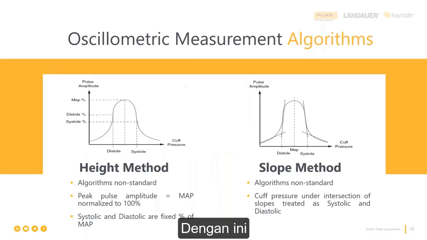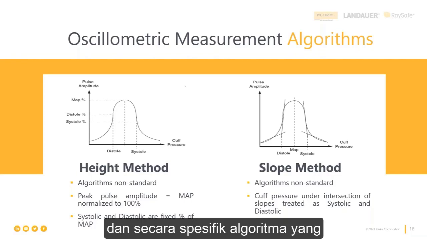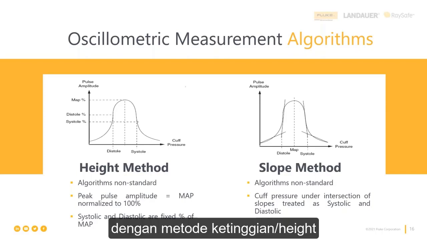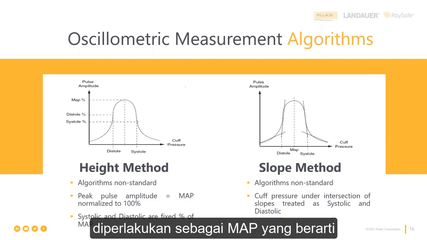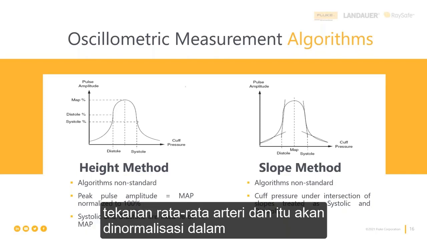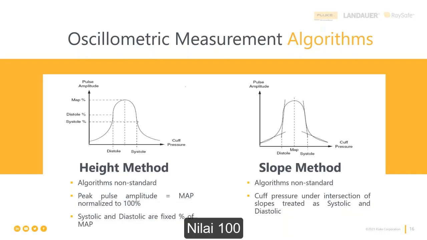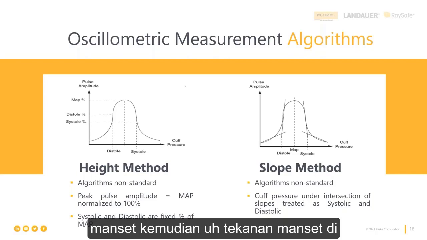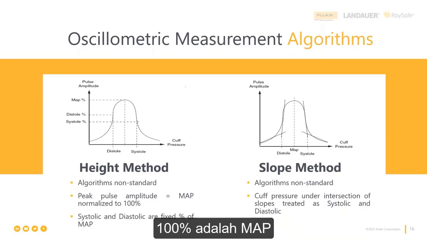So with this, I wanted to get a little bit into the oscillometric method, and specifically the algorithm that's used. So when it comes to measuring blood pressure, there are 2 algorithms that are used. There's the height method and the slope method. With the height method, the peak pulse amplitude is treated as MAP, which is mean arterial pressure, and that gets normalized to a value of 100%. So that's going to be your highest pressure, right? The cuff pressure at MAP is then the MAP pressure. So 100% is MAP.